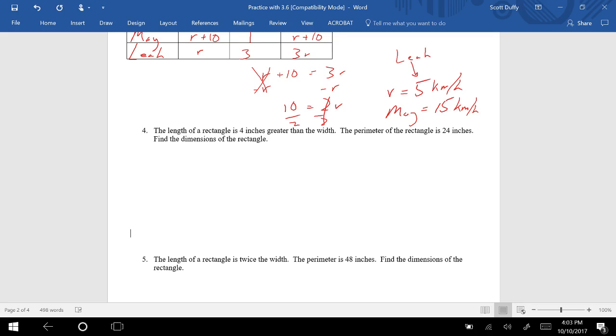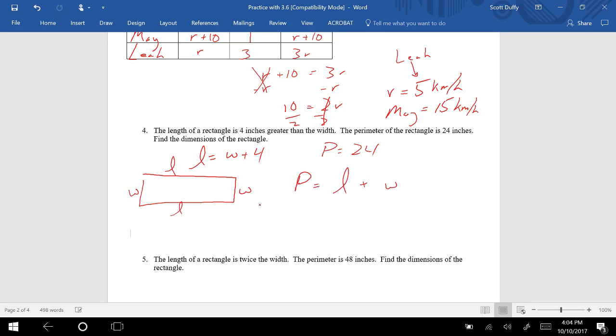Length of a rectangle is 4 inches greater than the width. Right away I'm going to say length equals the width plus 4. The perimeter of a rectangle is 24 inches. And what I know is that if I have a rectangle, I have 2 lengths and 2 widths. So the perimeter is equal to the length plus the width plus the length plus the width.